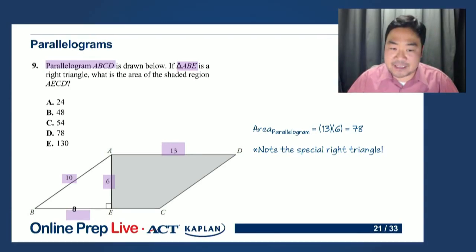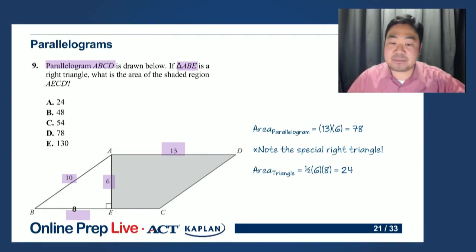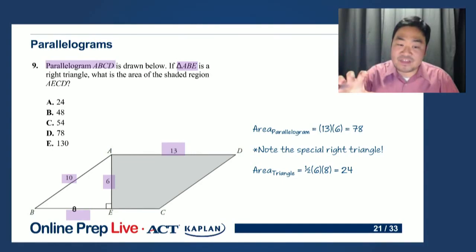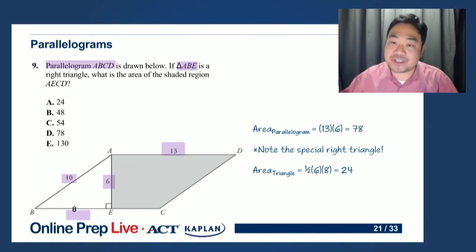So we're going to find the area of that triangle, 1/2 times the base times the height, 1/2 times 6 times 8. That's equal to 24, but we're not done just yet. We need to find the area of the shaded region. The shaded region is everything in the parallelogram except for the triangle.